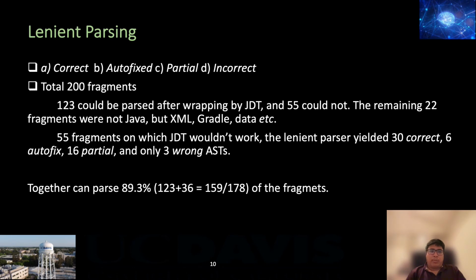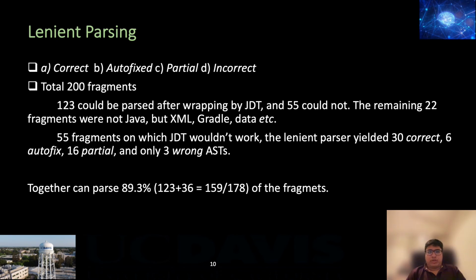To evaluate our model, we collected 200 fragments from Stack Overflow, and we compared our tool with a simple parse and wrap approach by Eclipse JDT. Out of 200, 123 of them were parsable by Eclipse JDT, and Eclipse JDT failed to parse 55 of the code snippets. There are also 22 fragments that are not actually code. They were some form of XML, Gradle data, etc. So we are interested in those 55 examples where Eclipse JDT failed. Of those 55 examples, we have seen that 30 of them were fixed by our lenient parser and 6 of them are auto-fixed.